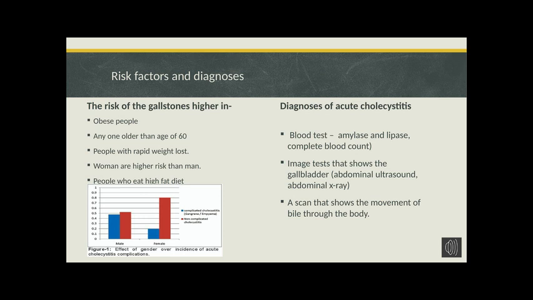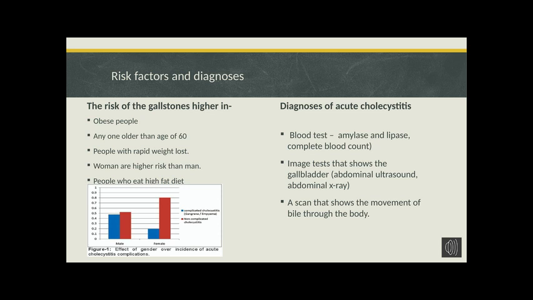Some risk factors and the diagnosis of this disease. The risk factors for gallstones: higher in obese people, anyone older than the age of 60, people with rapid weight loss, women are at higher risk than men, and people who eat high fat protein.